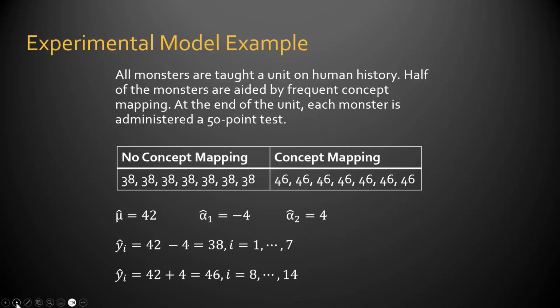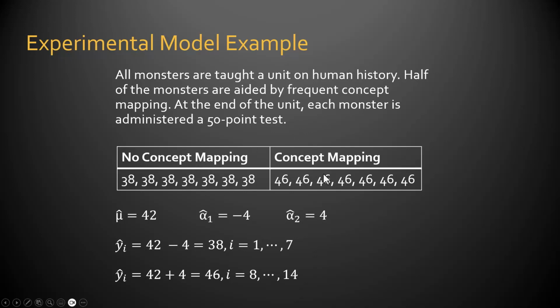So let's see how this works out in terms of actual data. I still have my same 14 monsters, but now when I teach them a unit on human history, half of the monsters are aided by frequent concept mapping. So that's this group over here, this second group. They're going to be aided by frequent concept mapping, where the other monsters don't get that concept mapping. They are still taught the same material on human history, but there's no concept mapping.